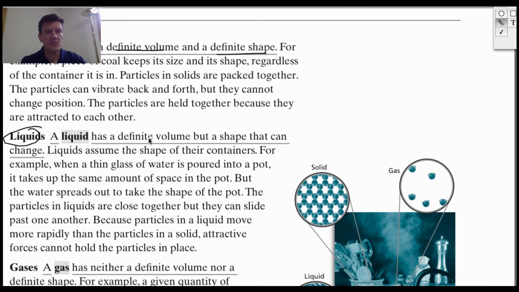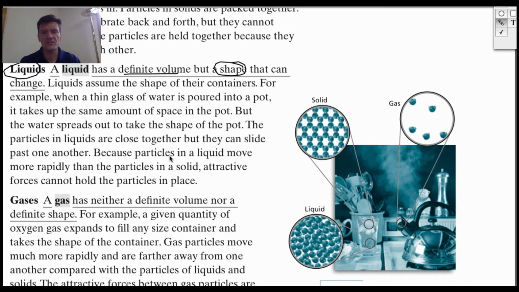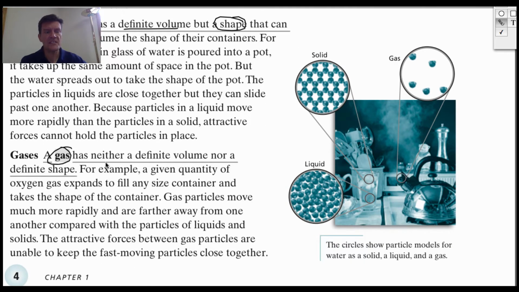A liquid, you know, it has a definite volume, but it can change its shape. It takes on the shape of the container that it's in. Okay. Its particles are pretty close together as well. But a gas has lots more energy, and those particles can move all over the place, and they don't have a definite volume. They'll fill up the container that they're in, and they will also take on the shape of the container that they're in.